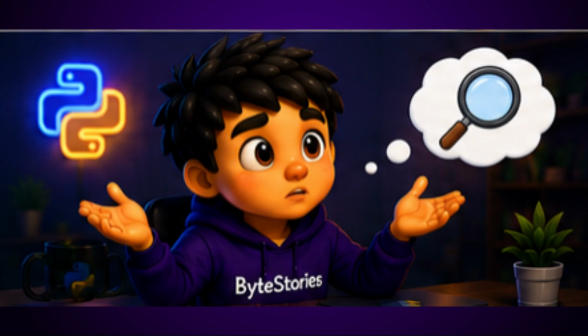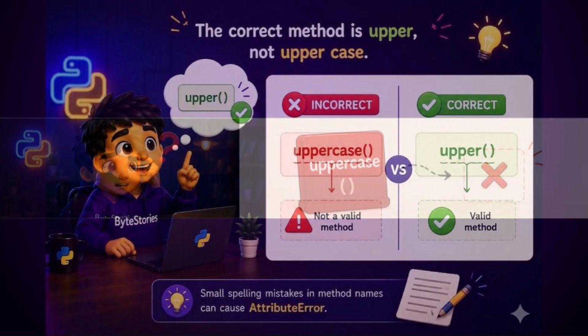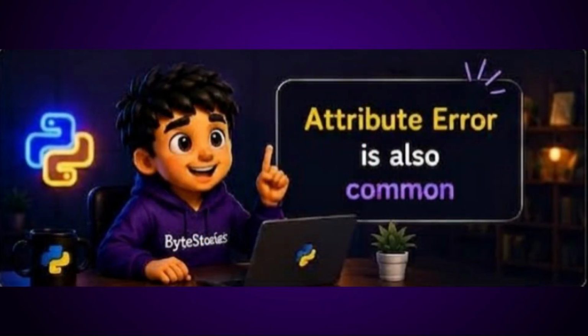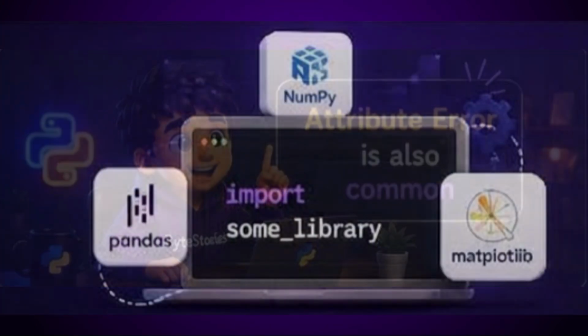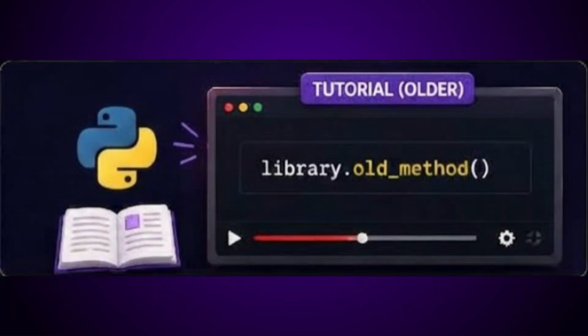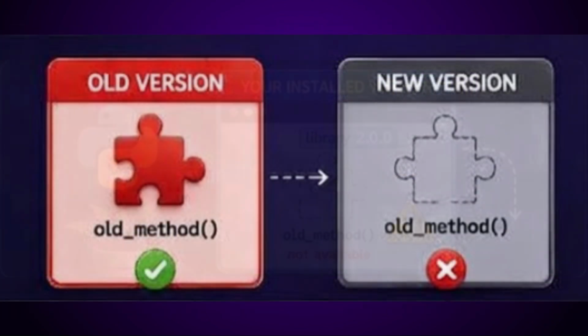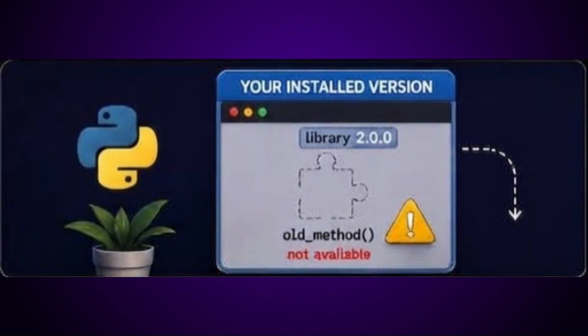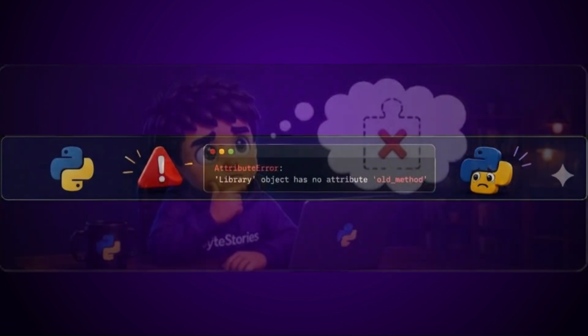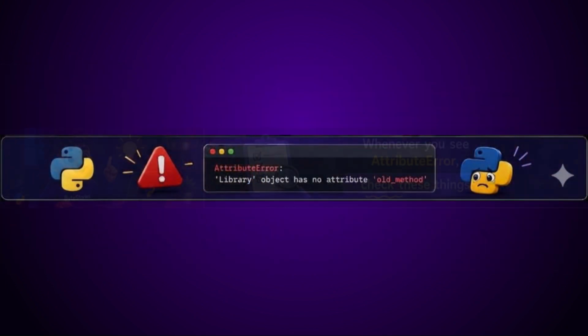Another common example happens because of spelling mistakes. Python cannot find a method called uppercase. The correct method is upper, not uppercase. Attribute error is also common when working with libraries. Sometimes a tutorial uses a method that existed in an older version, but your installed version no longer supports it. Python then raises attribute error.